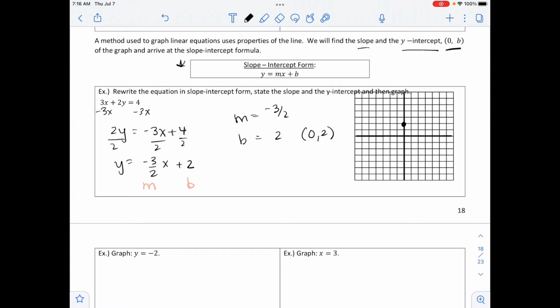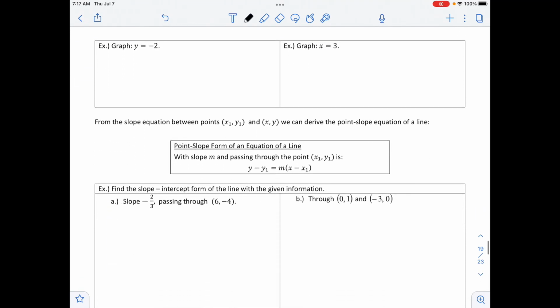From here, we can use our slope to find the next ordered pair. Since our slope is -3/2, I'm going to go down 3, right 2, starting from that y-intercept we just put the point on. Put another point, and continue this pattern: down 3, right 2, put a point; down 3, right 2, put a point. We cannot fit any more on here. Then I'm going to make a straight line connecting my points. This is our graph, and we also stated our slope and our y-intercept here.